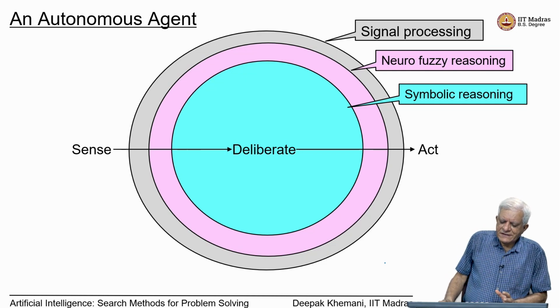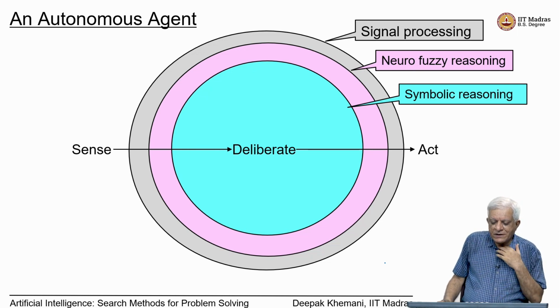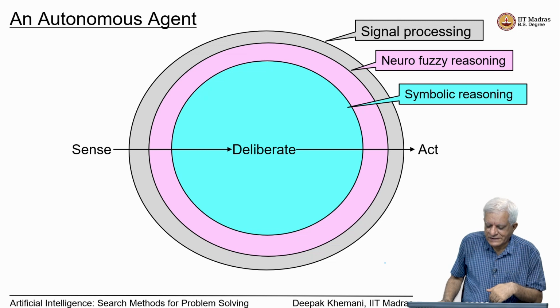So, an autonomous agent basically has these three layers, and the outermost layer, as I said, is the signal processing layer. The intermediate layer is a neuro-fuzzy layer, which is basically the kind of stuff that is very popular now, neural networks. And the innermost layer deals with symbolic reasoning, where we reason with symbols. At the same time, we must see that an autonomous agent senses the world, creates an internal representation on which it deliberates, and then acts upon the world.